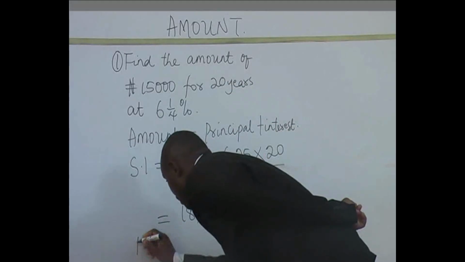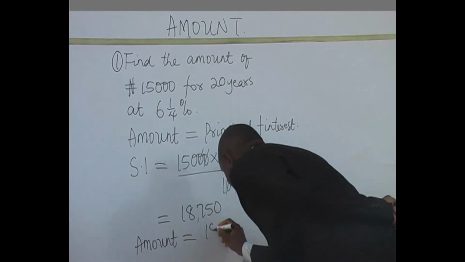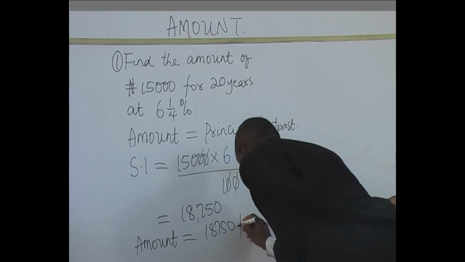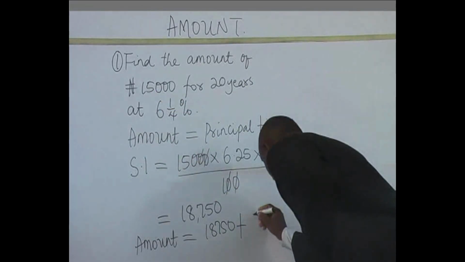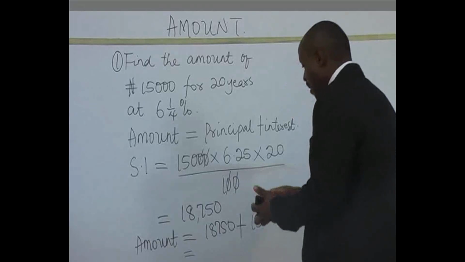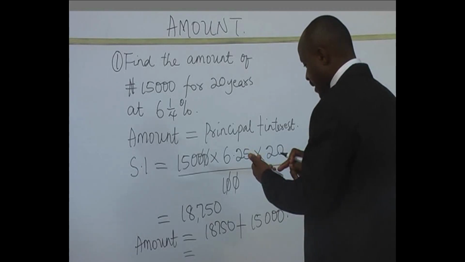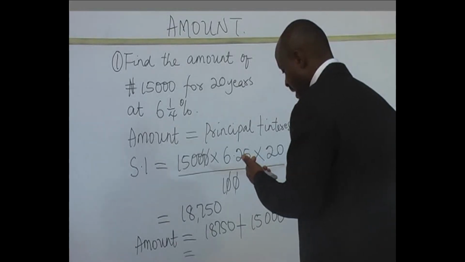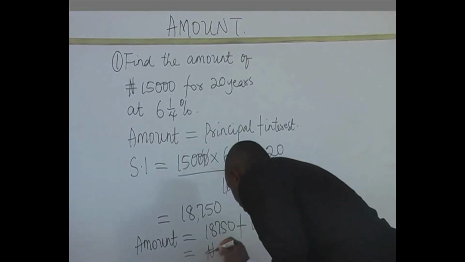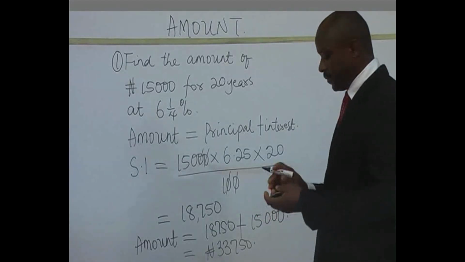So the amount now will be 18,750 plus the principal, 15,000. Whatever it gives you is the amount. So let's use our calculator and add. We have 18,750 plus 15,000. It's giving us 33,750. So 33,750 becomes the amount.